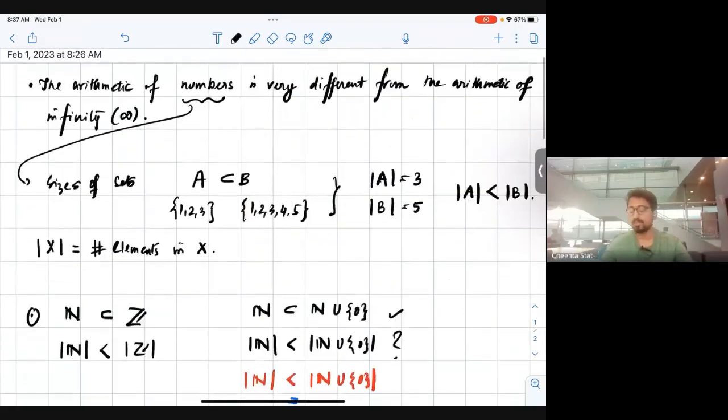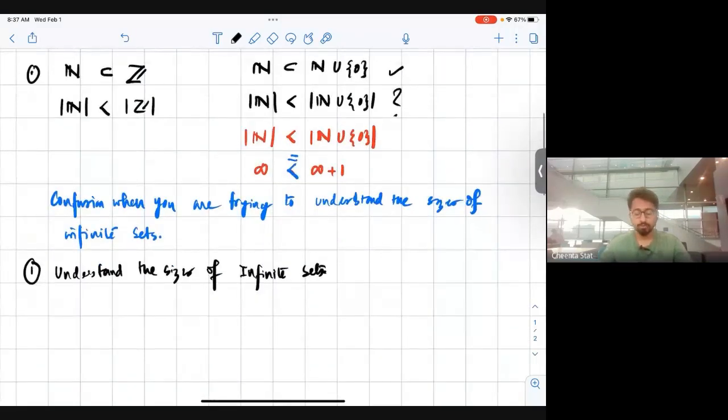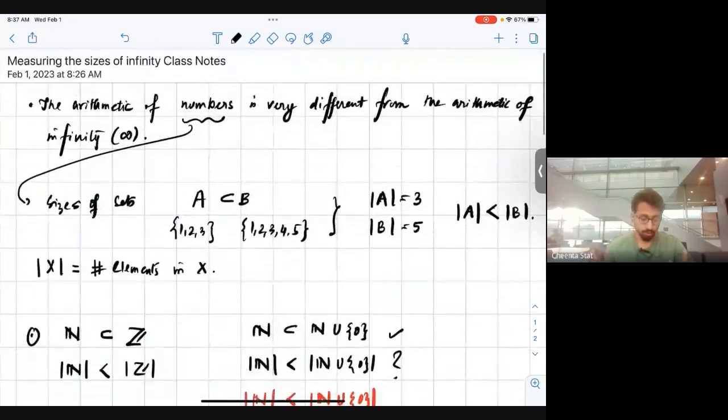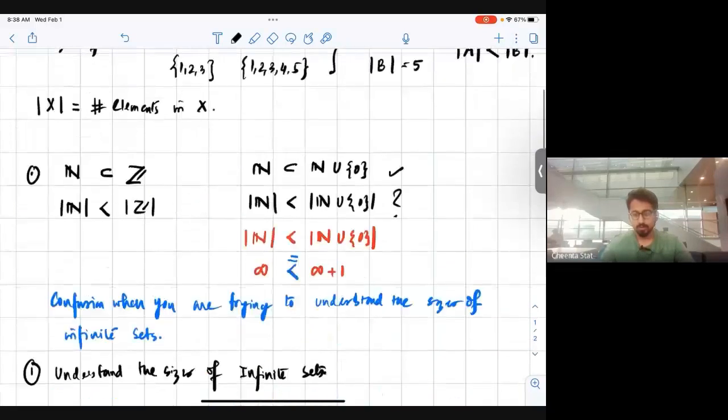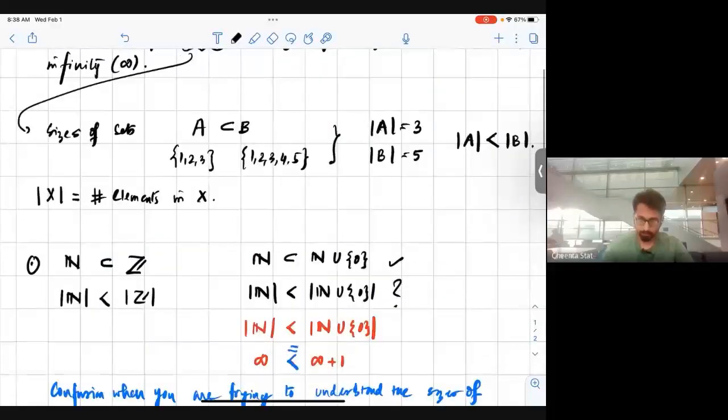Is the motivation clear, guys? Yes or no? If you think it's clear, please write yes in the chat box. If you say no, please raise your hand and ask your doubt. Great. Super. Thank you for your participation.